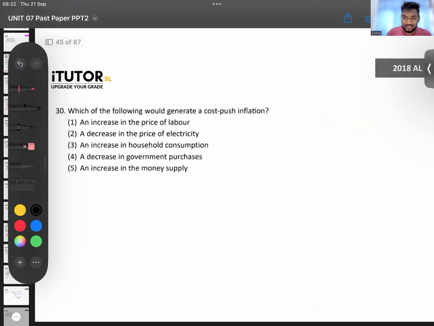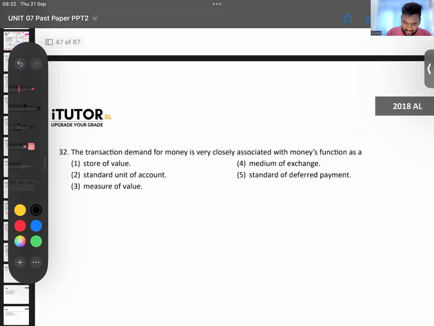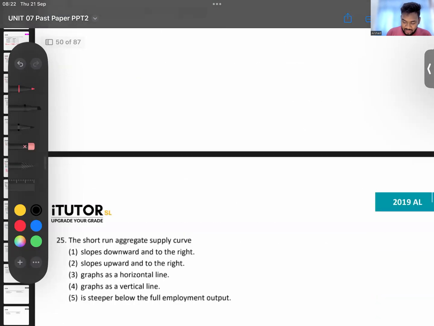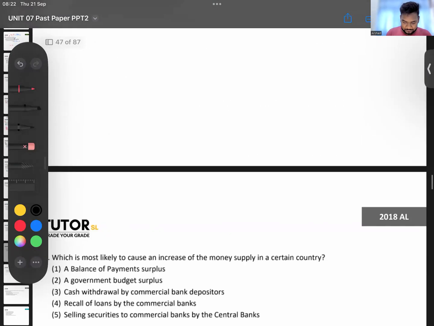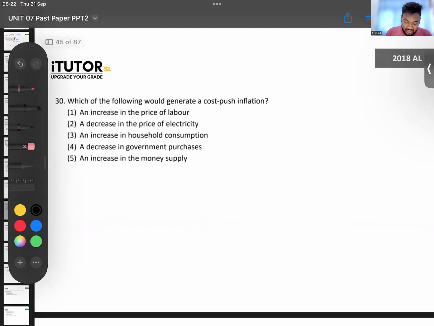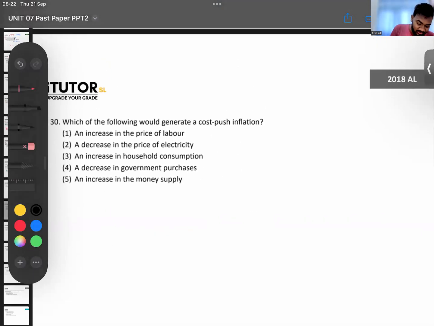Okay. Question number 30. I'll do this and I'll give you all a break. We'll do 2018. I'll give you all a small 10-minute break to walk around and come. Question number 30. Easy.